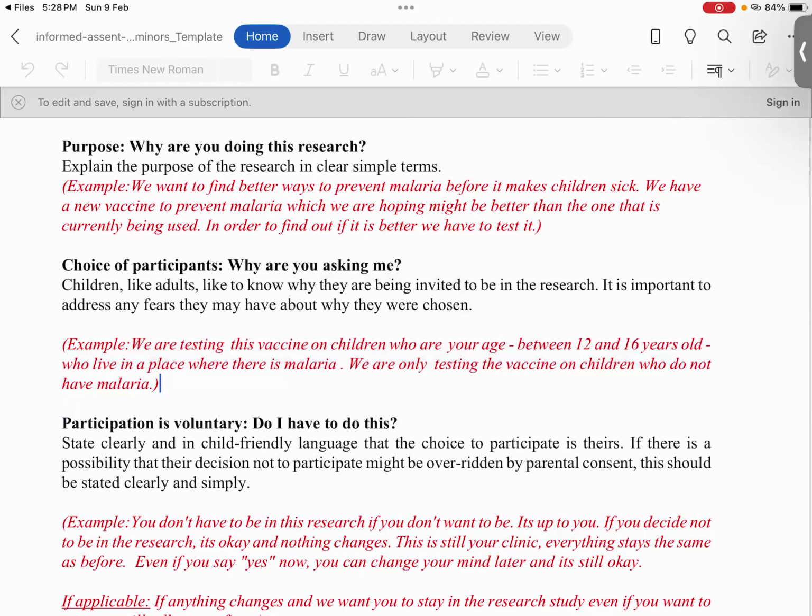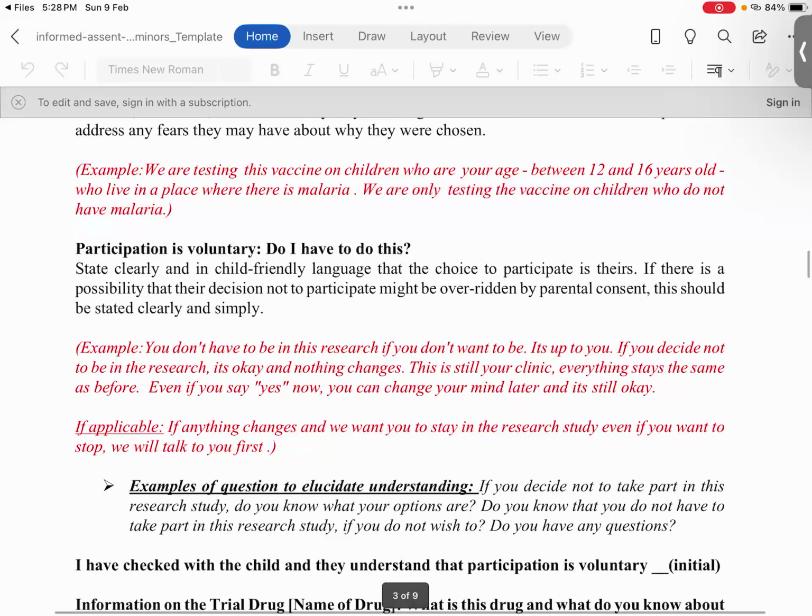So you see, generally this is written as healthy people, healthy volunteers. So you are explaining to children, right? They're saying that we are taking in this research only children who do not have malaria. See, next is participation is voluntary.